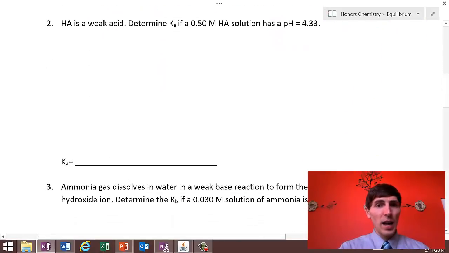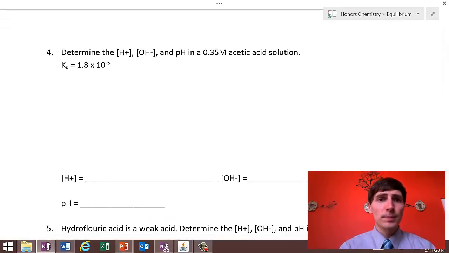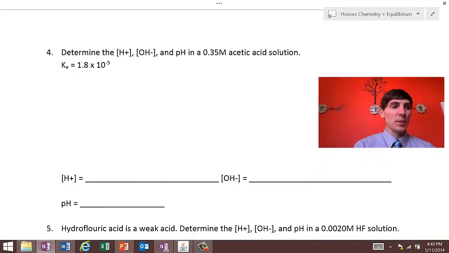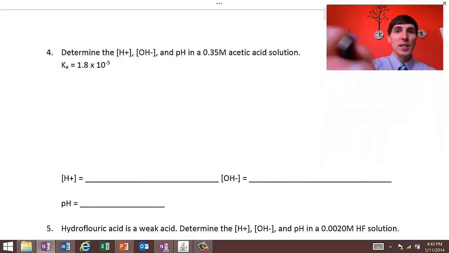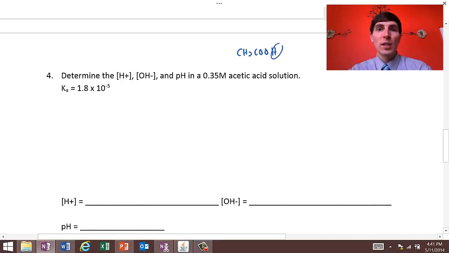Alright, let's go ahead and take a look at question number 4 as another example. So here I'm actually dealing with a specific type of acid, acetic acid. I'll give you the formula for this one. Acetic acid is basically acetate with an H on it. So acetic acid is CH3COOH. This is a structural formula. Whenever you see the COOH, that H is usually signifying that this is some type of acid. So this is acetic acid.